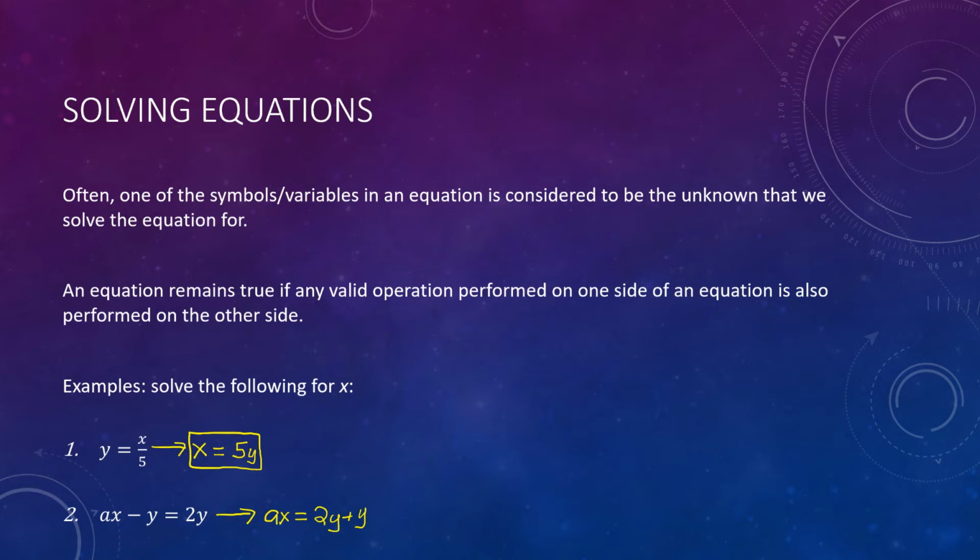So again, all I did was add that negative y to the other side. So this is just 3y, right? So 2y plus y is 3y. Okay, so we have ax equal to 3y. So if we want to solve, we have one step remaining. We have to get rid of the a. To get rid of the a, we divide by a. So this leaves us with x is equal to 3y divided by a. And there is our solution.